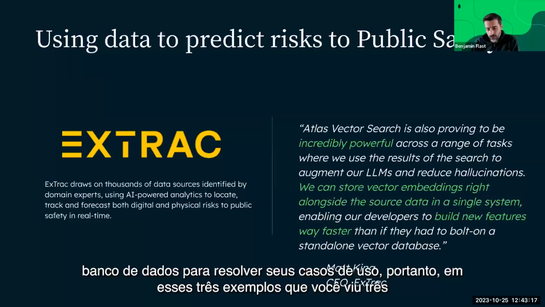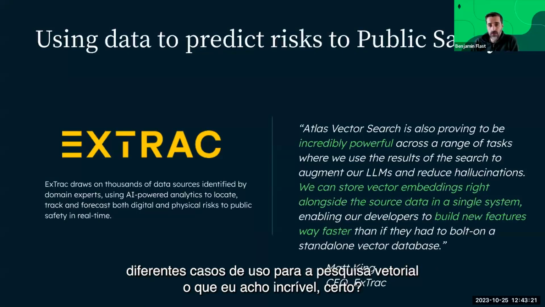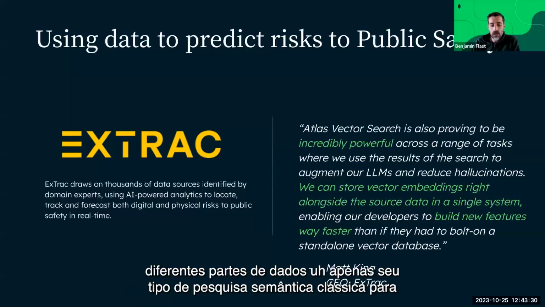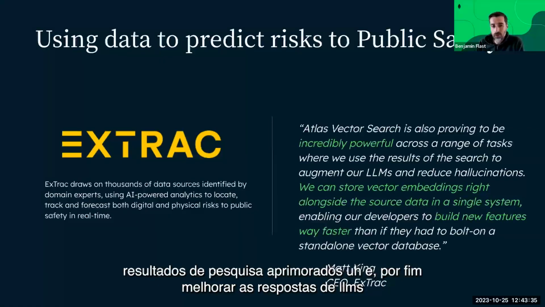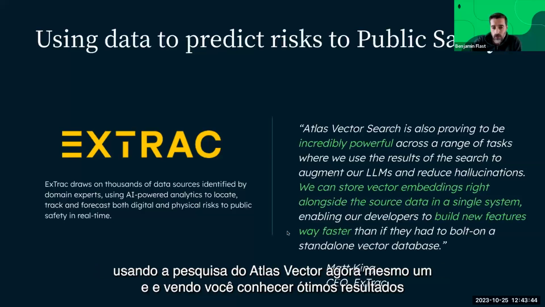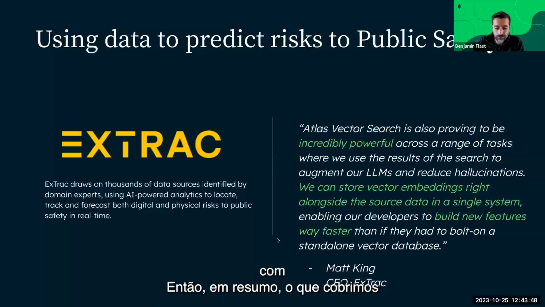So in those three examples, you saw three different use cases for vector search, which I think is amazing. First, a vocabulary mismatch need for matching two different pieces of data. Second, your classic semantic search for improved search results. And lastly, improving the responses from LLMs by providing context at prompt time. And each one of these customers is using Atlas Vector Search right now and seeing great results with it.